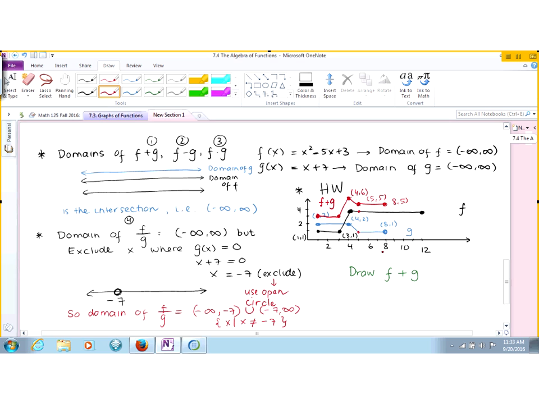And where does it stop? When x equals 8, because otherwise you don't have a g here. What are you adding? You're supposed to add f and g. You don't have a g, then what? You can't do anything. Is it easy?